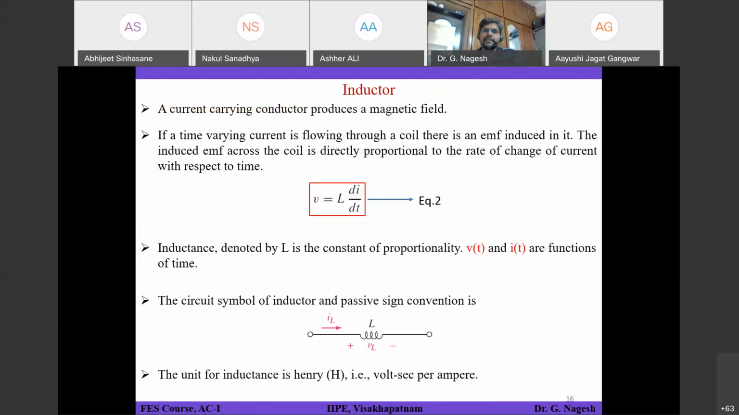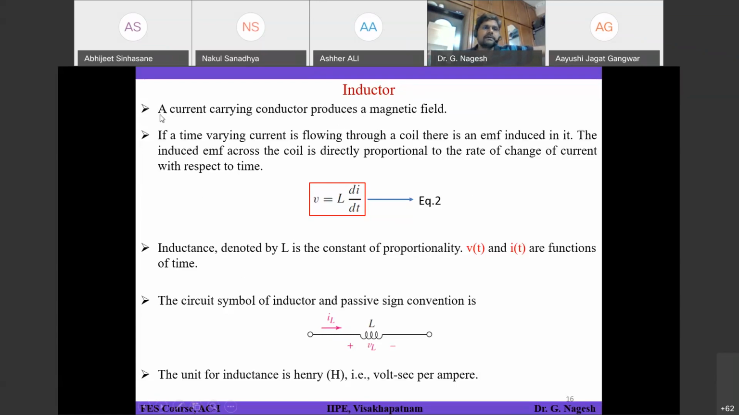Next, coming to an inductor. A capacitor and an inductor are different. An inductor deals with the magnetic field, everything in terms of flux, whereas a capacitor is everything in terms of the electrostatic field. We have already seen that a magnetic field is related to flux. So an inductor is basically a magnetic circuit.